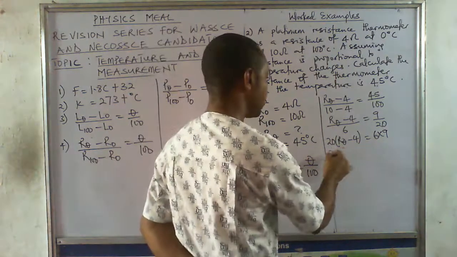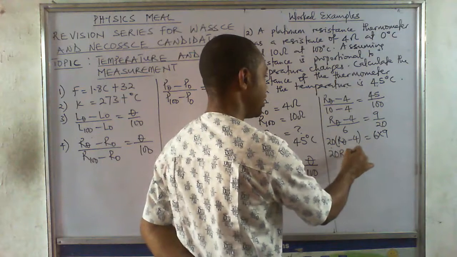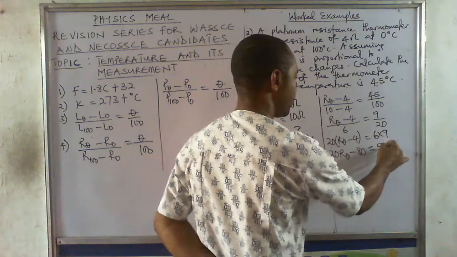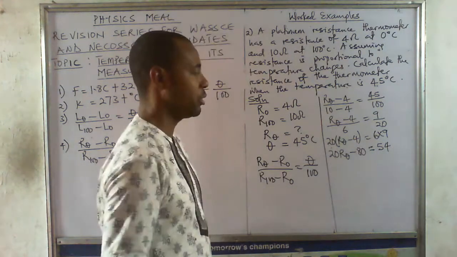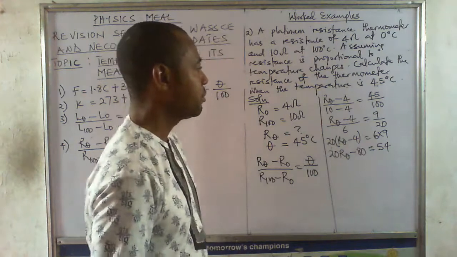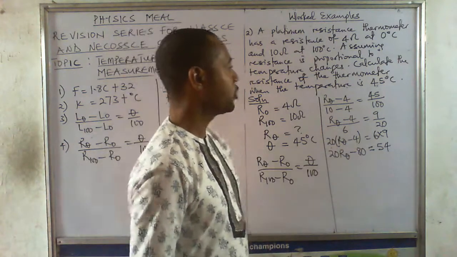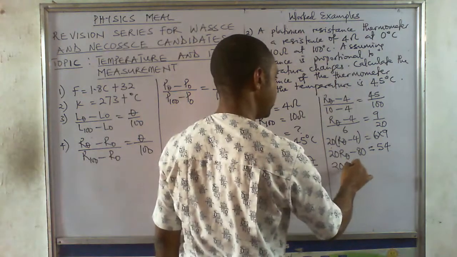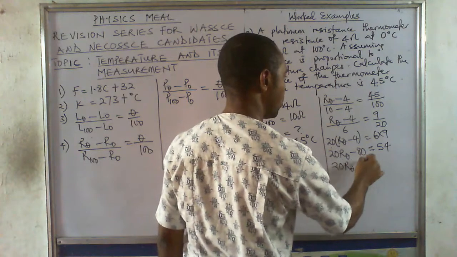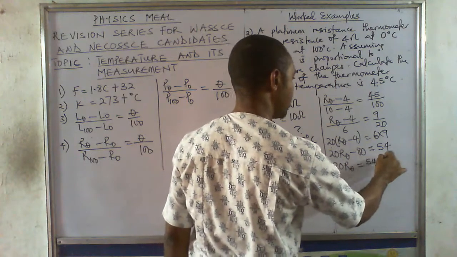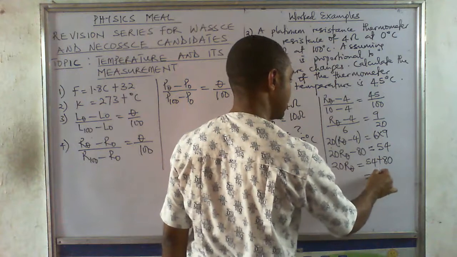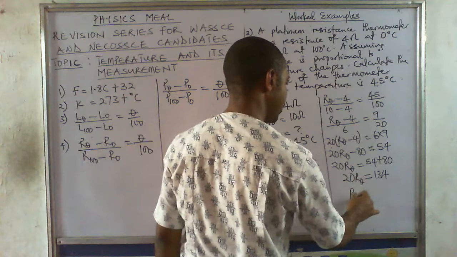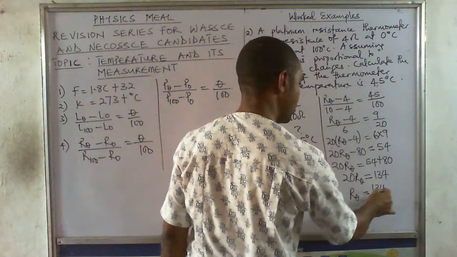So if you open this bracket, we have 20 R theta minus 80. 6 times 9 will give us what? 54. Yeah, that's what we are going to have. So we have 20 R theta is equal to 54 plus what? 80. That will give us 134. 20 R theta equals 134. So R theta now will give us 134 over what? 20.